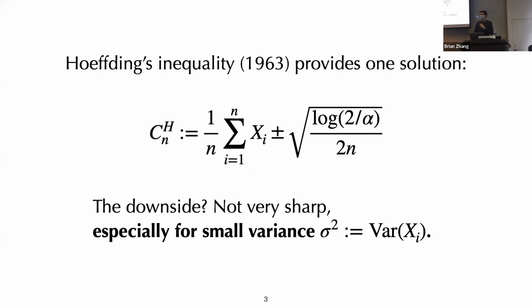So this is one solution. It provides a solution to the problem I described on the previous slide, but the downside is that it's not a very sharp solution, especially for random variables with small variance. We'd hope that if we have random variables that are bounded but have a smaller variance, we'd be able to get tighter and tighter confidence sets. But as you can see, if you just look at this expression, there's nothing said here about the true variance or an estimated empirical variance or anything like that. So this is not able to adapt to those smaller variances.